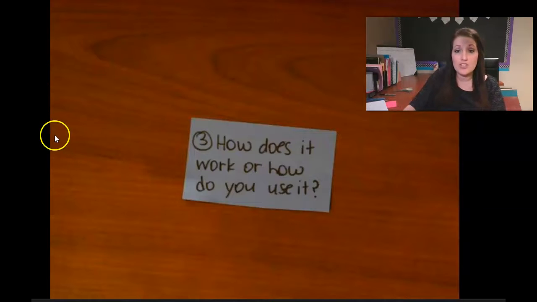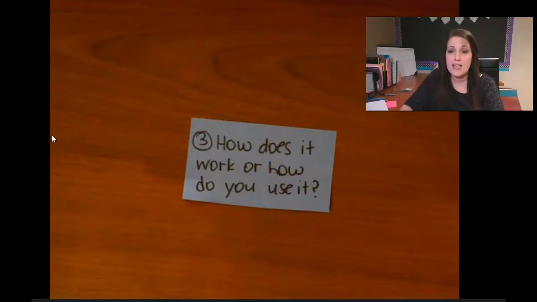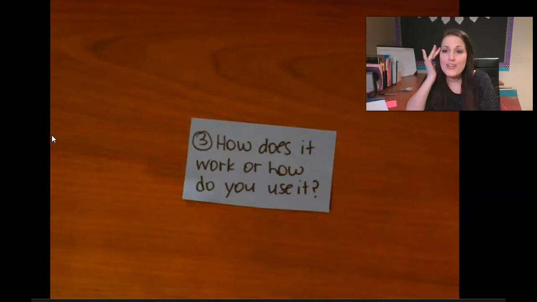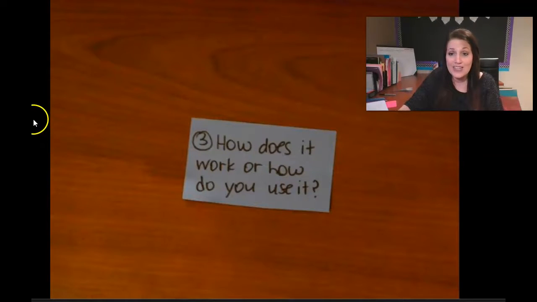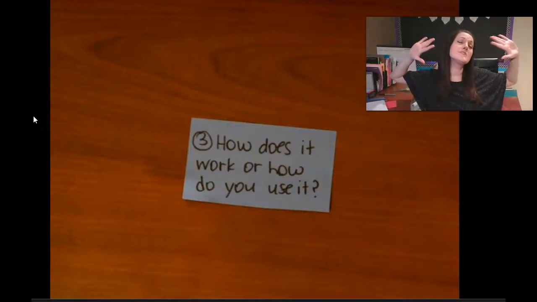So go ahead, you're going to pause it and write several, more than one, sentences about specifics. How does it work? And obviously you're making this up, but be creative. Think about what would really be a cool product that people would want to buy from you. Okay, ready, set, pause.